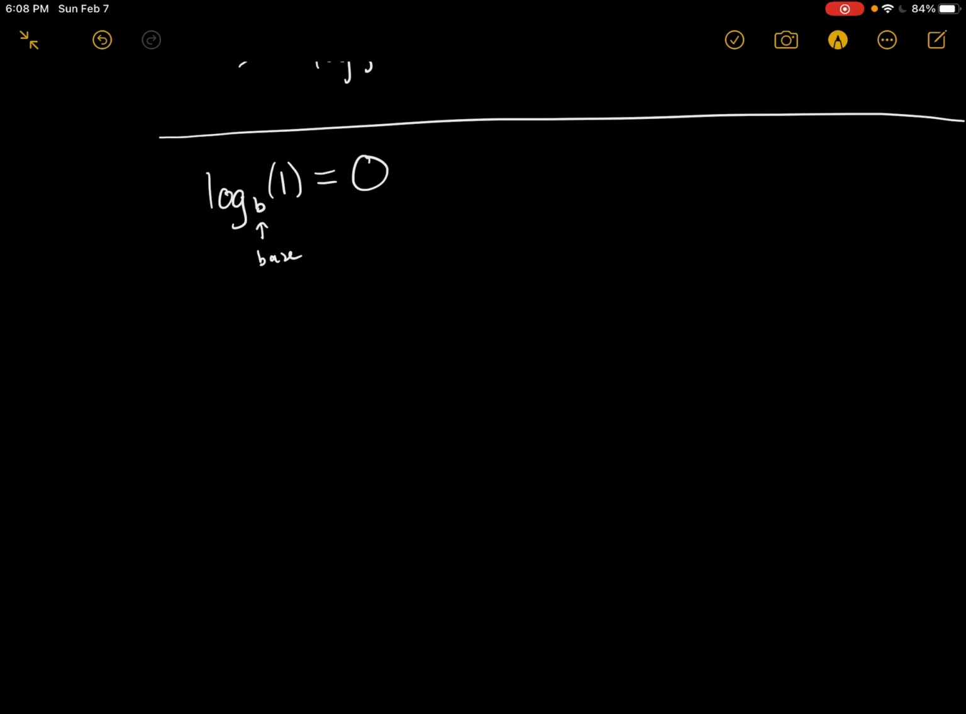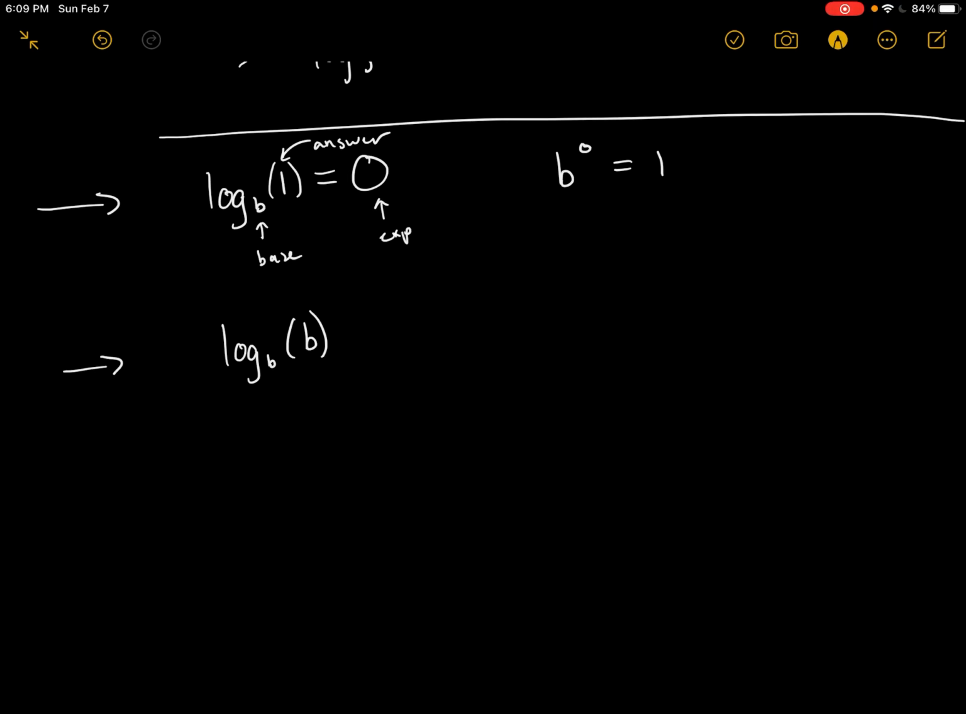The reason why is, remember, this is your base, this is your exponent, and this is your answer. So in this case, b to the 0 power is 1. And we knew that right away because the only way a log is going to have an answer of 1 is if it's to the 0 power, because anything to the 0 power is 1. So that's identity number 1, and that's going to work for us with logarithms.